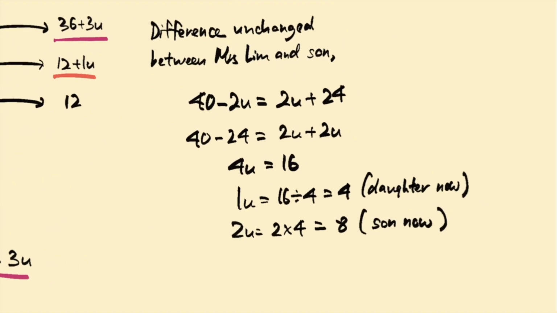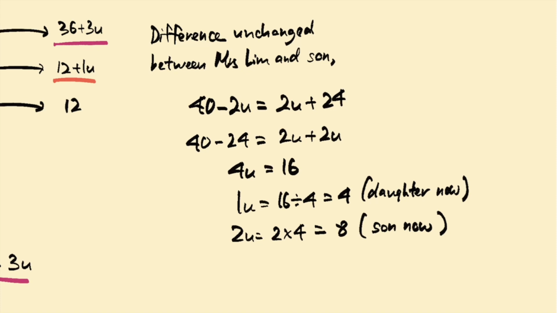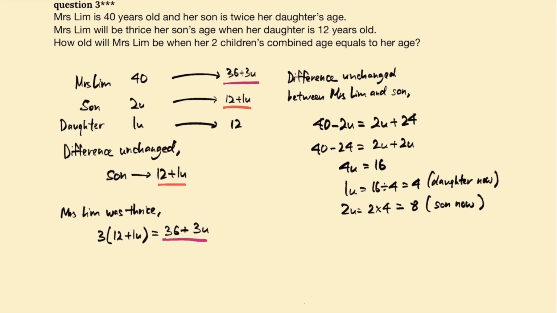From here, we're going to do a bit of algebraic manipulation. So the larger unit here is 2u, not negative 2u. So 2u stays on the right side. This negative 2u comes over, positive 2u. 40 was there first, stay here. Positive 24 goes over, negative 24. So 2u plus 2u gets us 4u. Right hand side is 16. 1u is therefore 4. That's the daughter's age right now. Okay, and 2u is 8, the son's age right now.